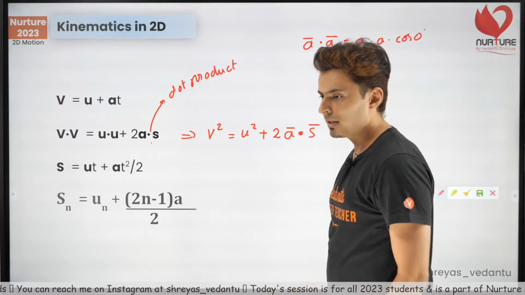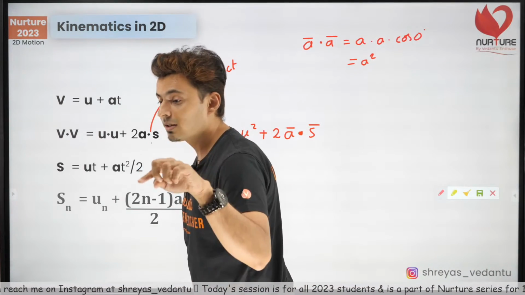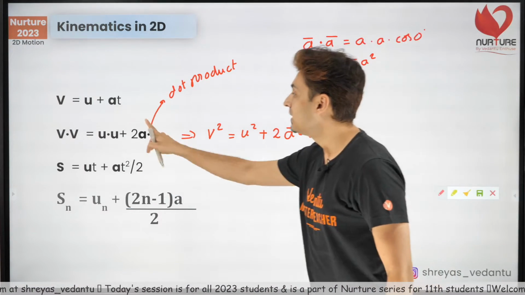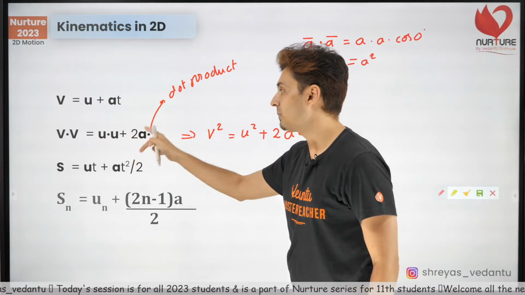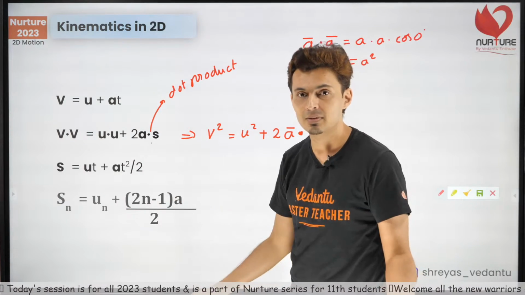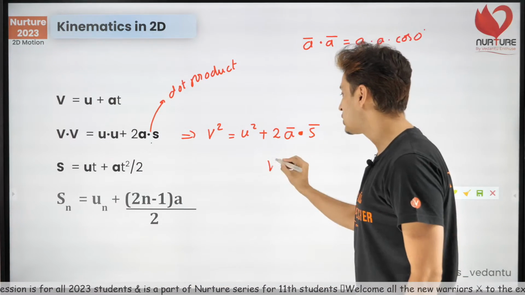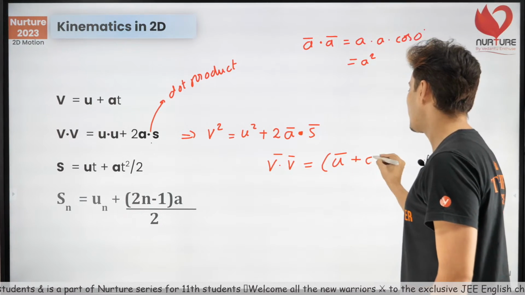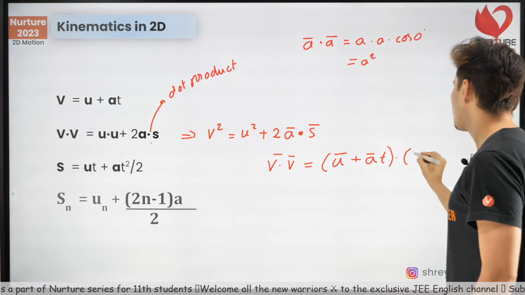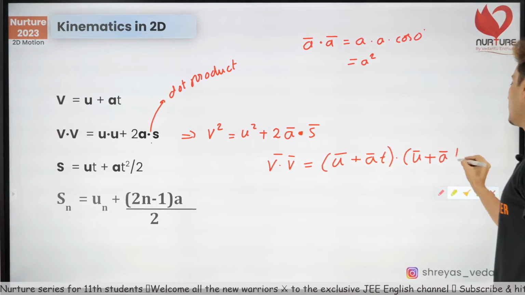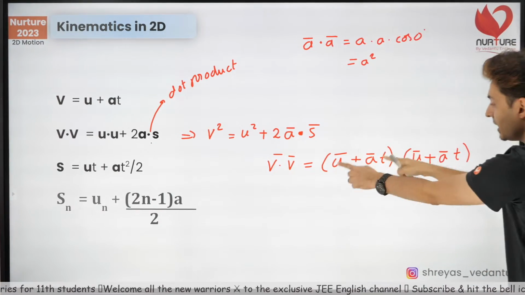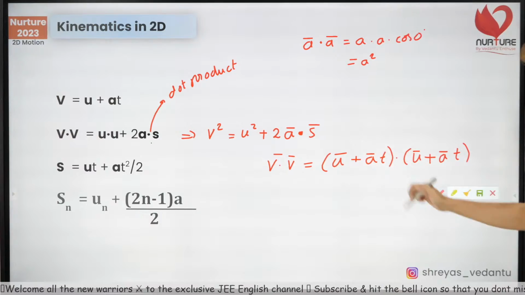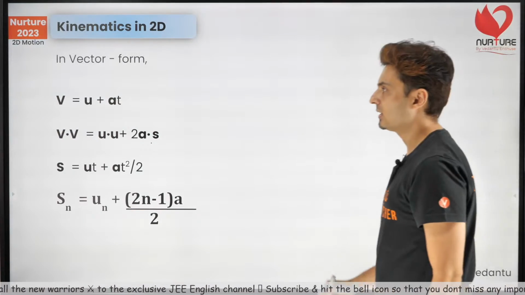Why can't you write v cross v? Very good question, Abhilashi. If you write it as v cross v, you will not get on the RHS u square plus 2as. You will get something else. It comes after you actually take the dot product. So you should actually do u bar plus a bar t dot u bar plus a bar t. When you do this multiplication, then you get 2as and u square. Otherwise, if you do a cross, you won't get it. That's the reason for that.